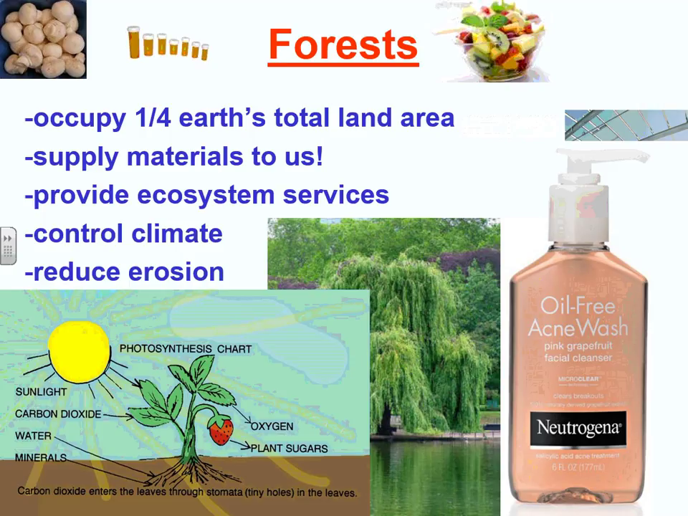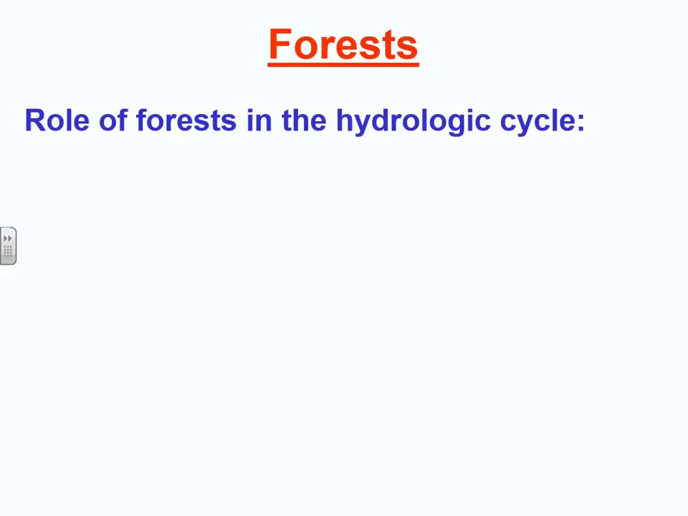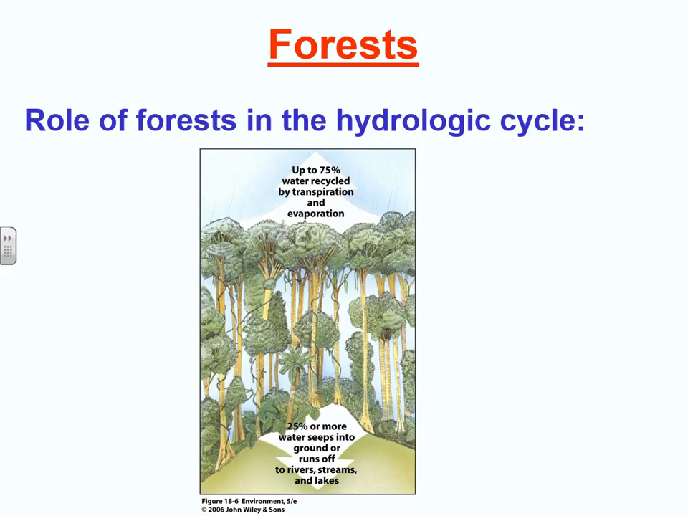So, role of forest in the hydrologic cycle. What you should know from this slide, it doesn't say it, is that forests are going to increase precipitation. So when we have trees and a forest, it's going to increase precipitation. So it's going to control the climate by keeping it cooler, and it's going to increase precipitation because of transpiration.